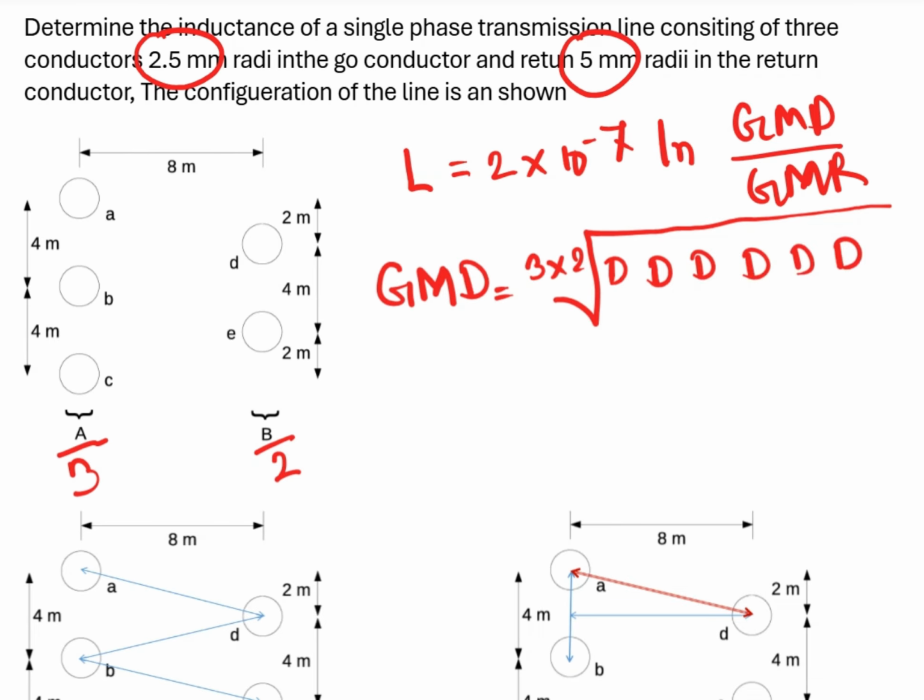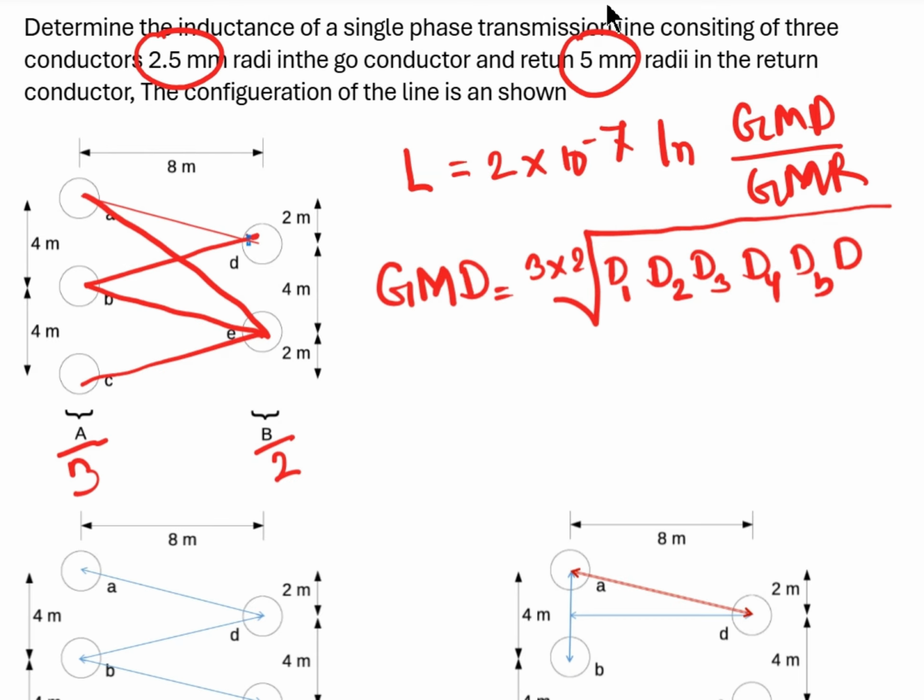So what is distance 1? Let's describe here. So from A, let's say this is distance 1, and from A to E, let's say this is distance 2. From B to D, this is distance 3, and from B to E, let's say this is distance 4, and from E to C, this is distance 5, and of course from D to C, this is distance 6.